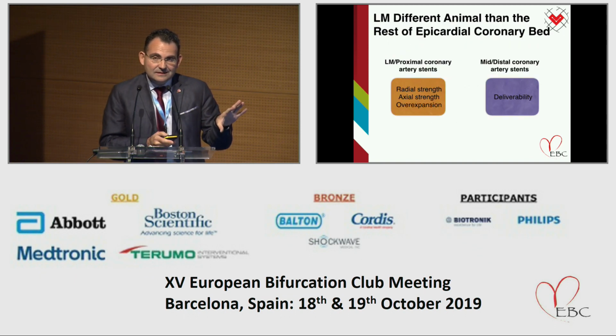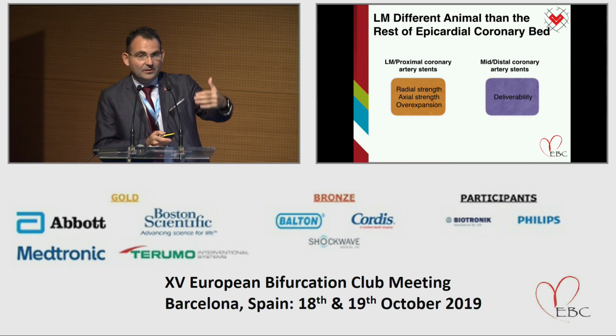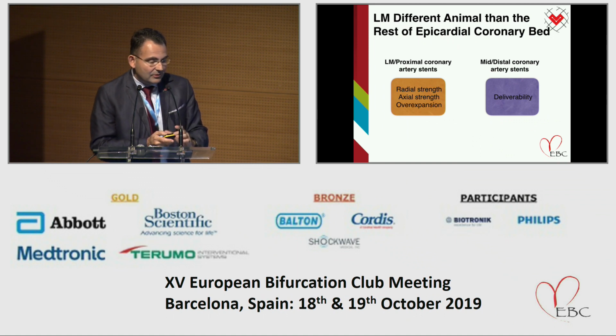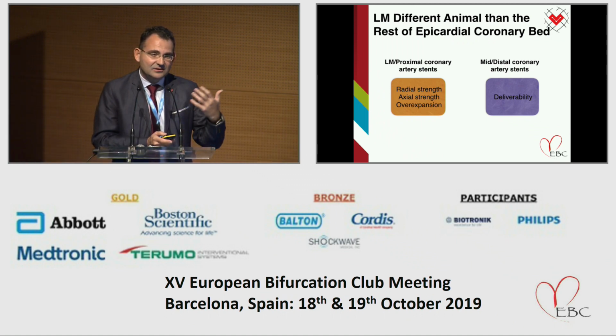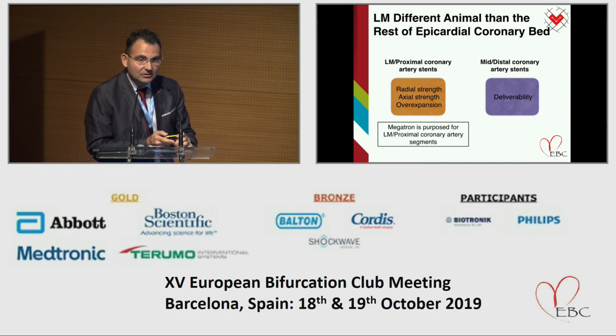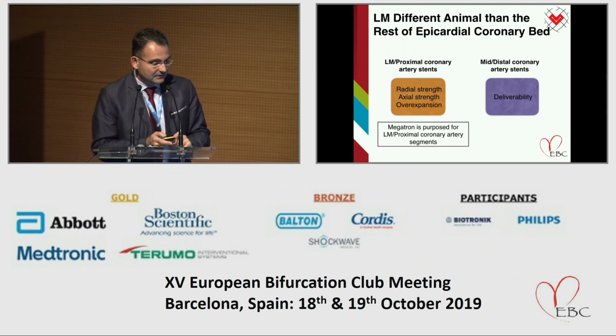Left main is a different animal, and proximal main coronary arteries are different animals compared to mid or distal parts. And when it comes to left main intervention, or proximal LAD, we need a stent that is very strong radially, very strong axially, and has good overexpansion capabilities. When it comes to mid-distal coronary stenting, we don't care much about axial and radial strength and overexpansion capability, but we do care about deliverability. So this Megatron is a sibling of Synergy, which is purpose-built for left main and proximal coronary artery interventions.